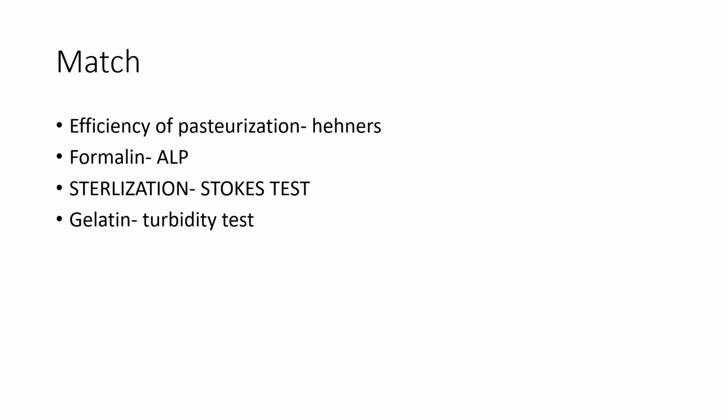Finally, I've given a basic match-the-following. What is the test used for the efficiency of pasteurization? Is it Hehner? No, Hehner is formalin. For pasteurization it is ALP. Just try to remember ALP, pasteurization P. This could be helpful. And sterilization, as I told you, is the turbidity test. Gelatin is the Stokes test. Just remember gelatin is the Stokes test.